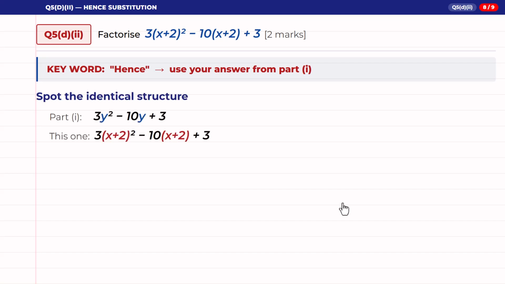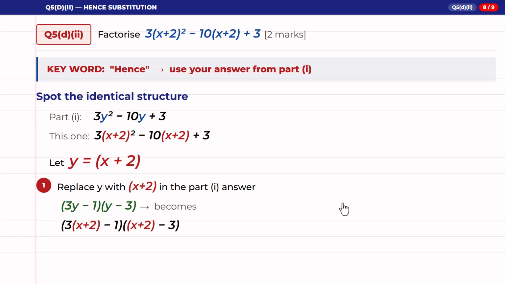Compare the two expressions side by side. Part 1 had 3y squared minus 10y plus 3. This expression has 3 times x plus 2 squared minus 10 times x plus 2 plus 3. The structures are completely identical. Wherever y appeared, x plus 2 now appears. So we substitute. We let y equal the bracket x plus 2. This transforms the expression into exactly the same form as Part 1. Take our answer from Part 1, 3y minus 1 times y minus 3, and replace every y with the bracket x plus 2.